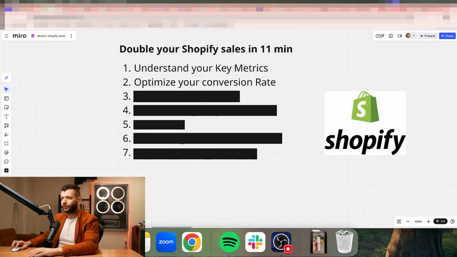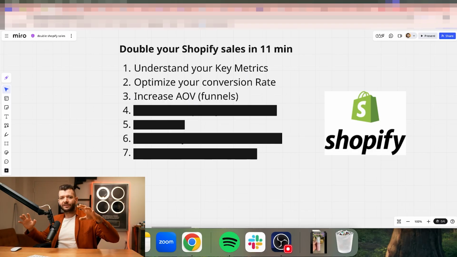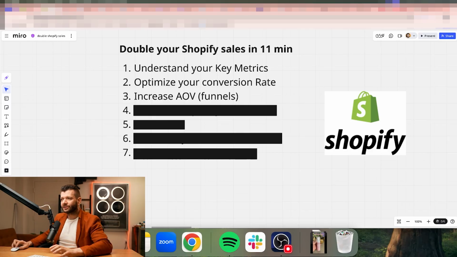Next metric that you need to focus on after you improve your conversion rate is your average order value. Because even if you have very good conversion rate, if your average order value sucks, if it's below $50, you simply won't be able to scale. And when it comes to increasing average order value, you need to focus on funnels.